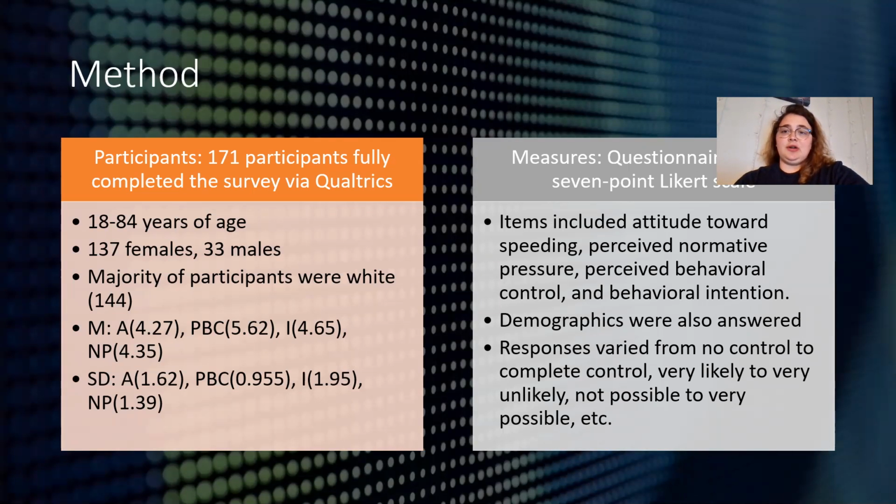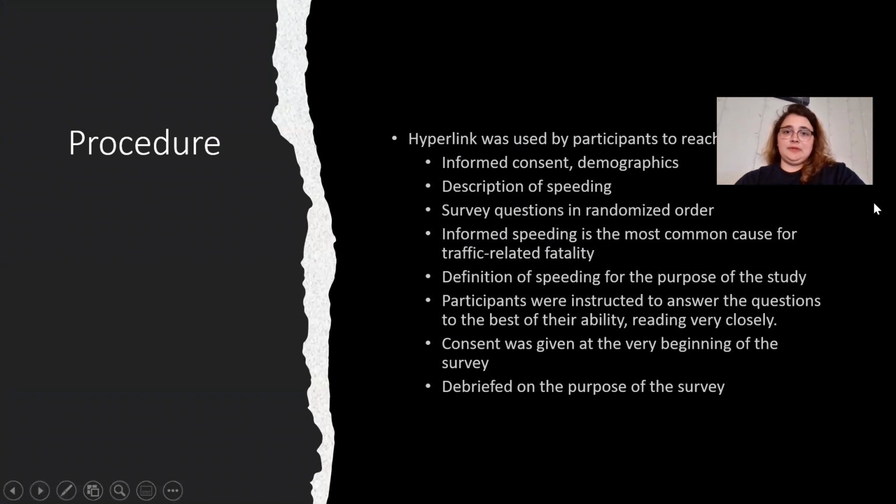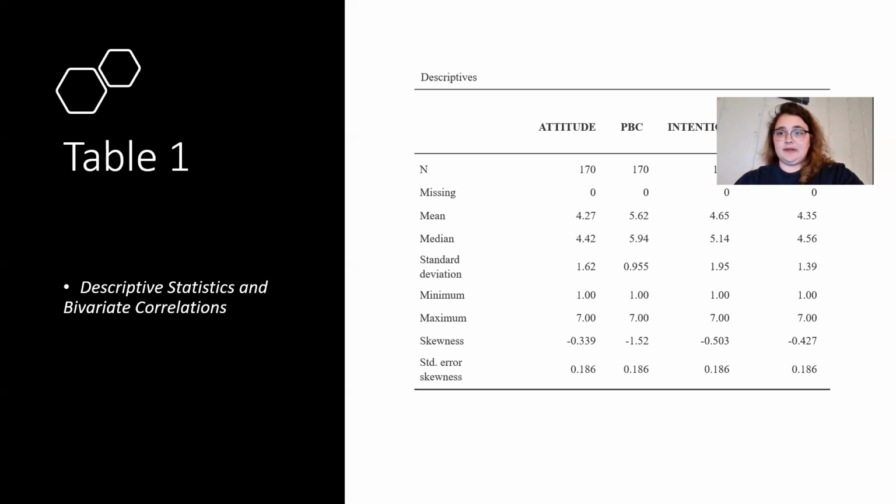These questions on the questionnaire were randomized by Qualtrics, so things were mixed up. It wasn't all of the attitude questions in one section and then PBC questions in another section. It was completely all over the place. So for our procedure, we had a hyperlink that was used by participants to reach the survey. There was an informed consent at the very beginning and demographics at the very end.